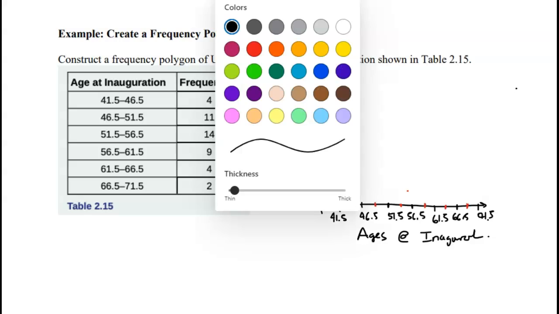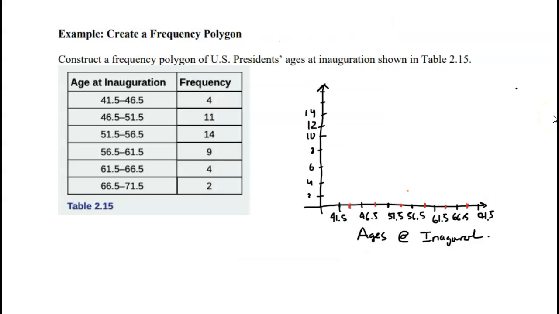All right, so let's grab another color. So in the middle of this bar, we have a frequency of 4, so it goes to here, put a dot. And then in the middle of the next bar, it goes to 11. And in the middle of the next bar, it goes to 14. And then it goes to 9. And then it goes to 4 again. And then it goes to 2. Right? So what we're going to do is just connect them with straight lines between the points. Like this, and like this, like this. And this is the frequency polygon.